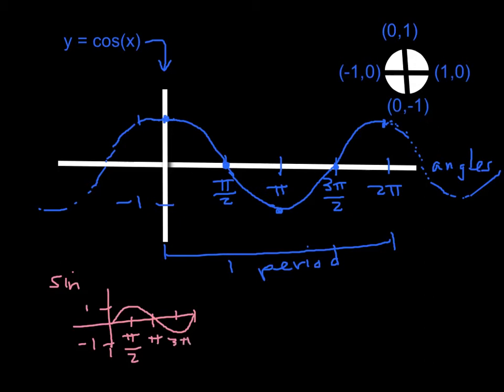So 3 pi over 2 and 2 pi would be right here. And I would have normally written these right next to the axis, except that I was writing too small, so it was hard. You'll have plenty of space on your quiz on Monday. So this is the sine graph.